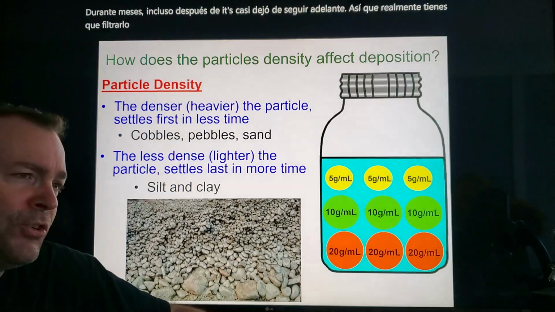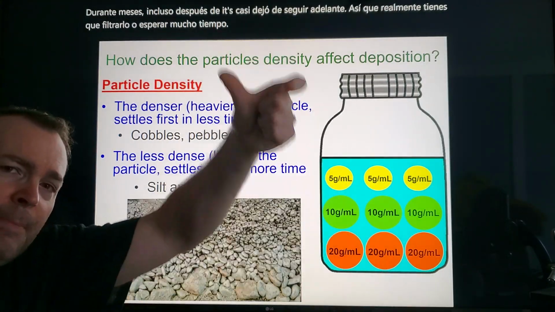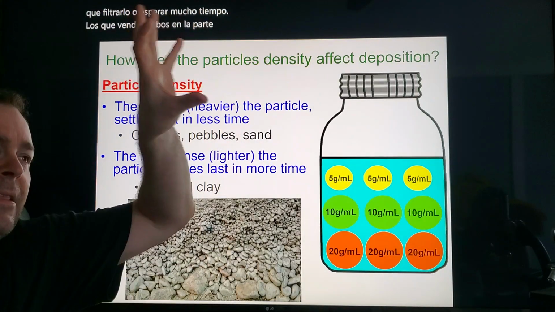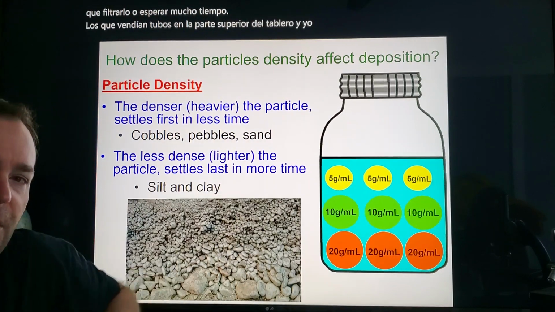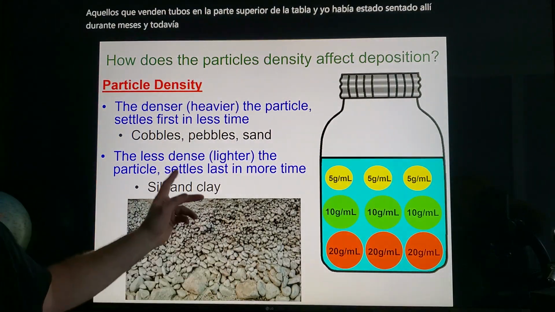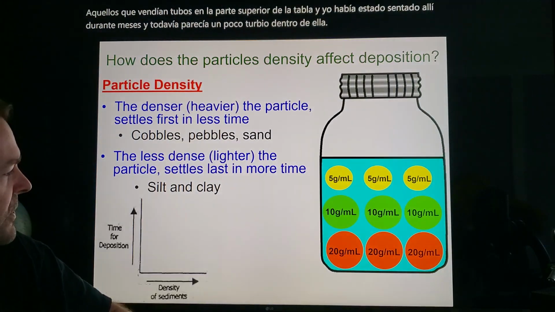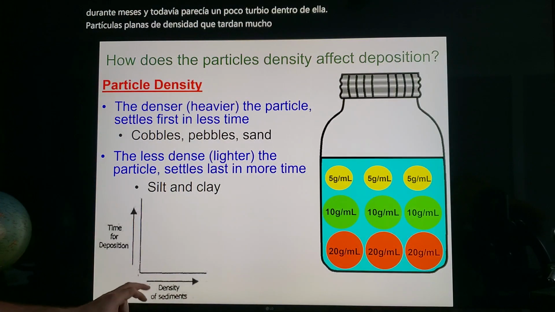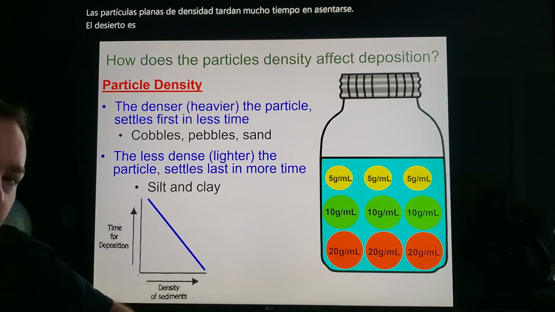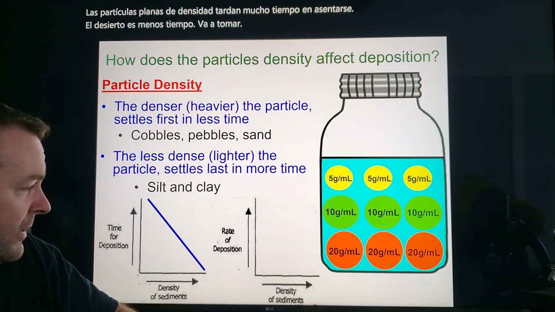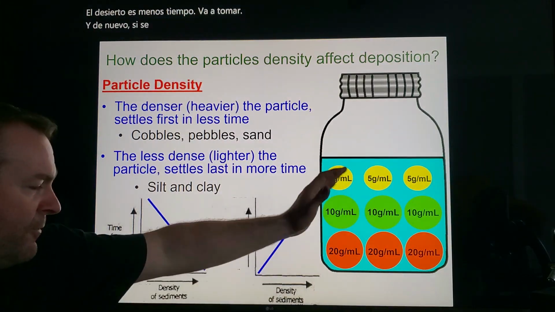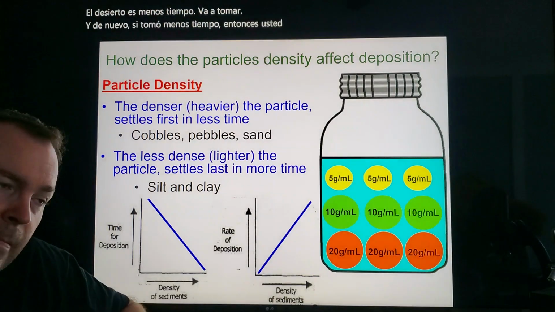If you remember in our classroom, we have those settling tubes at the top of the board, and I had them sitting there for months, and it still looked a little murky inside of it. Well, that's what's going on. They are low-density, flat particles taking a long time to settle. What does a graph look like? The denser it is, the less time it's going to take. And again, if it took less time, then you must have a faster rate. All right?